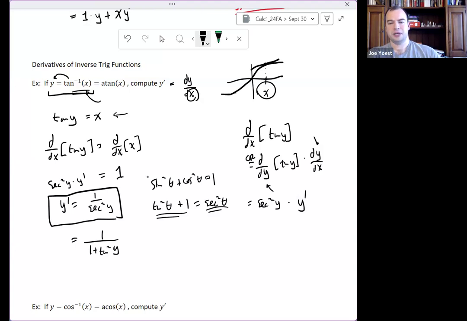But wait, what's tan squared y? It's tan of y, squared. Again, sorry for the crazy trig notation. I didn't make it up. But wait, tan y is x, so tan squared y is just x squared.